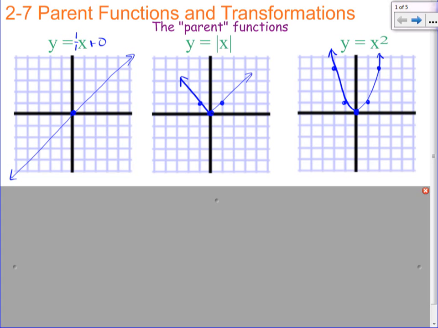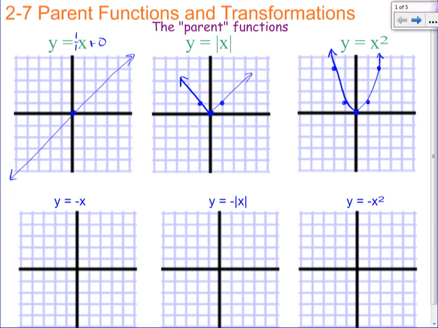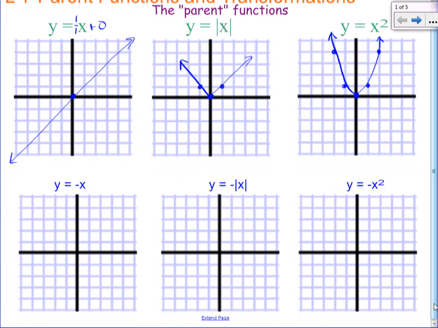Now, today's notes we're just talking about what we do to these graphs by changing some numbers in the equation. Okay, so the first thing we're going to talk about, what happens if you put a negative sign in front of your x's? What happens to the line? Goes like this. Yep. Okay, so instead of going uphill, it's going to go downhill. Okay, what do you think is going to happen to the v? It's going to flip upside down.